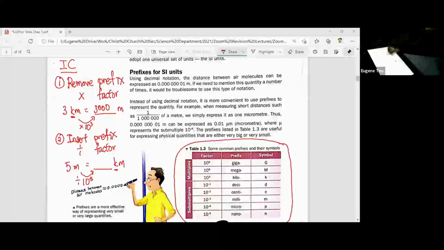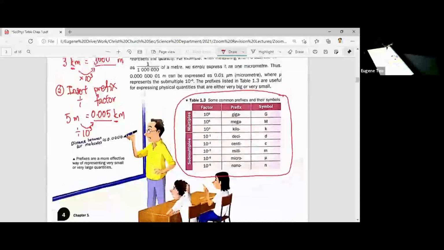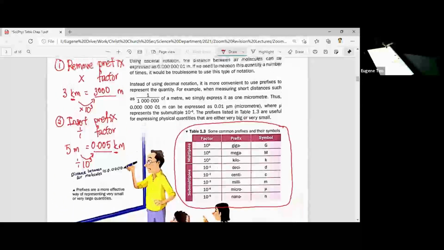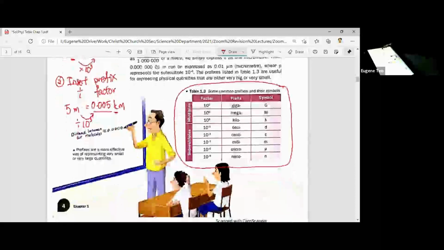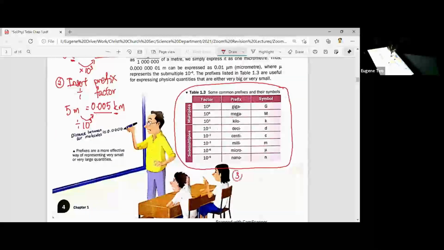Let me write it a little clearer: 10 to the power 3. In this case, if you press your calculator, you should get 0.005 kilometers. So to remove the prefix is to multiply, to insert is to divide. Sometimes the questions may ask you to convert from one prefix to another. So we have the important concepts of removing prefix, inserting prefix, and the last one, changing prefix. I'm going to write down here, changing prefix.